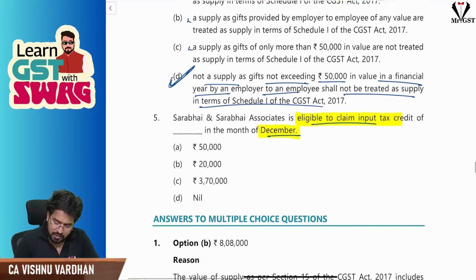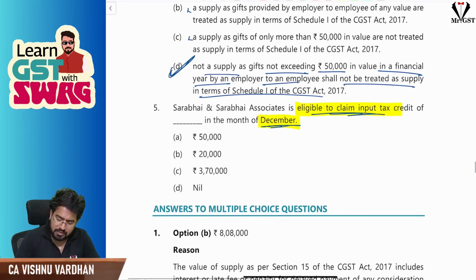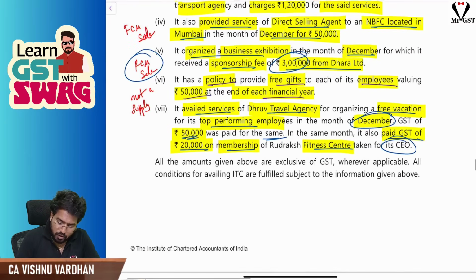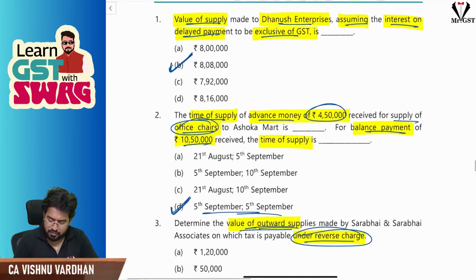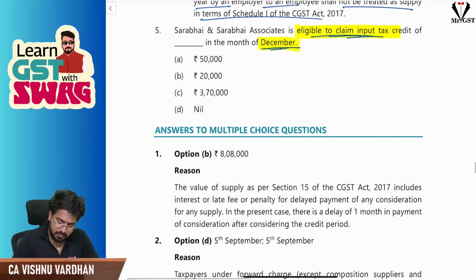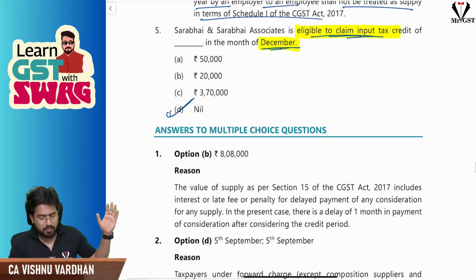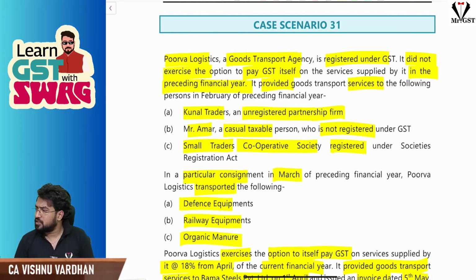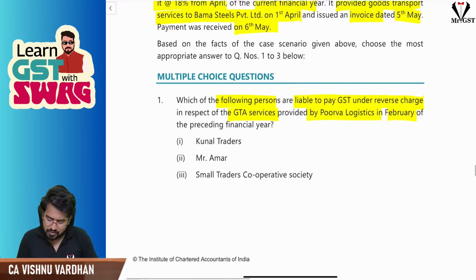And one thing is eligible ITC for December month. December month he has two purchases and both are blocked under 17 subsection 5. Okay, so nil is the answer. So with this we are done with this case study as well. So coming to the next case scenario actually. Look at the questions, just three questions.